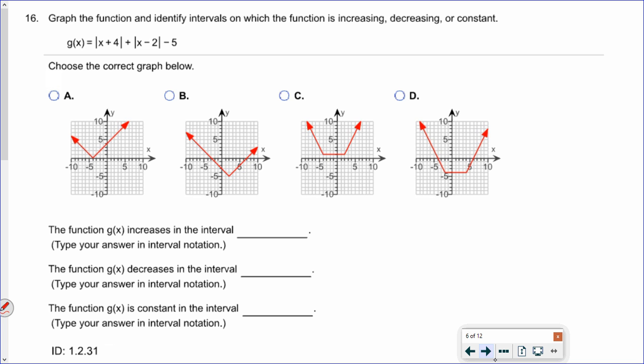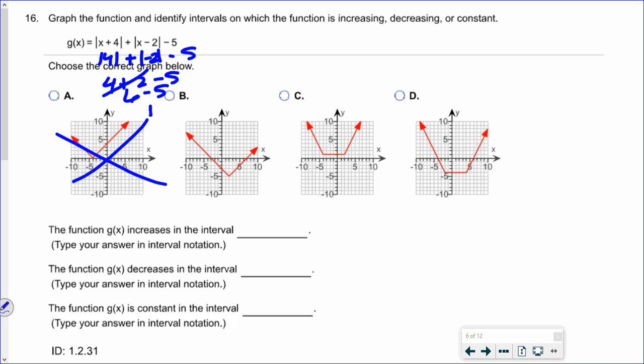Okay, letter C. The biggest thing I can tell you is to graph this thing. So if you graph this thing, it's pretty easy. You want to find your y-intercept. The best way to do this is to find the y-intercept. That means x is 0. So the absolute value of 4 plus the absolute value of -2 minus 5. So that's 4 plus 2 minus 5. That's 6 minus 5. That's going to be a 1. So you are going to have a y-intercept at 1. It's not this one. It's not this one. And it's not this one, which means it has to be letter C. Isn't that easy?